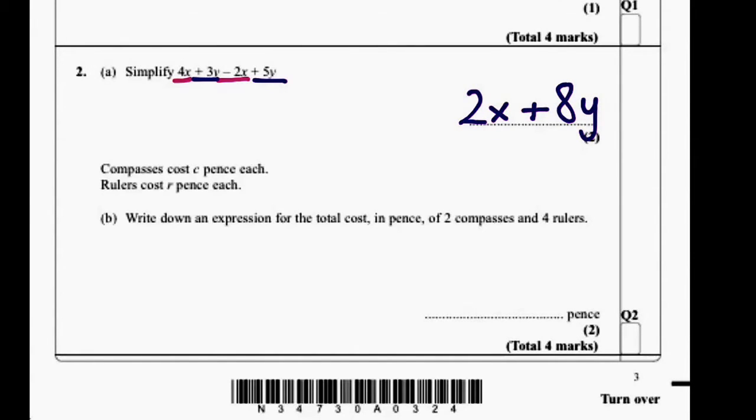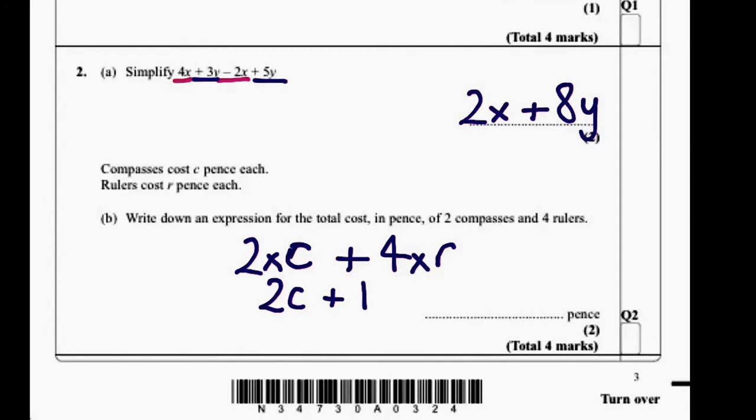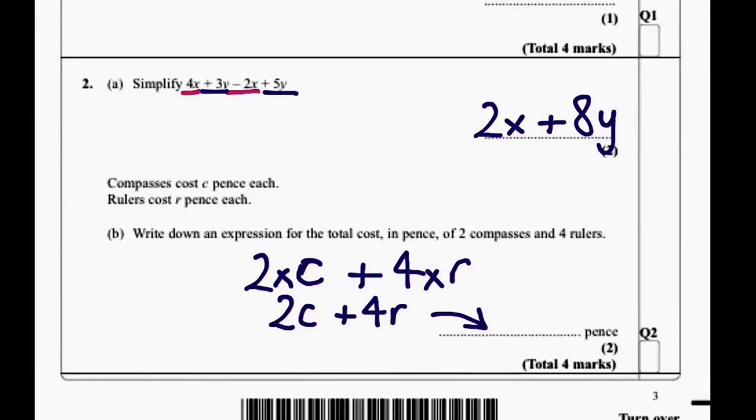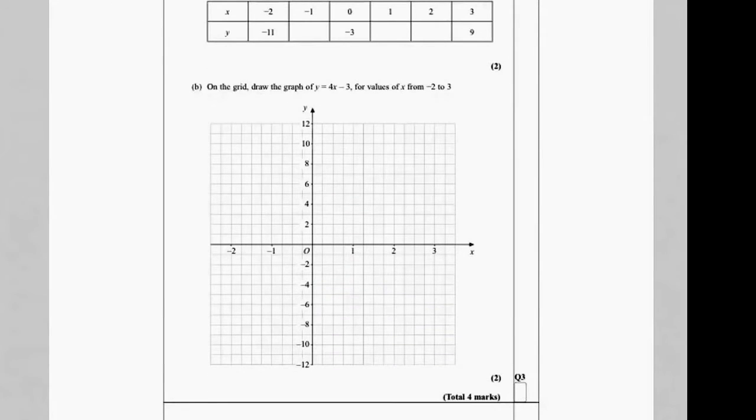Compasses cost c pence each, rulers cost r pence each. Write down an expression for the total cost in pence of 2 compasses and 4 rulers. So that's 2 lots of c pence, because each compass costs c pence, and it's 4 lots of r pence for 4 rulers. But of course we don't use the times sign when we're dealing with algebra, because it looks like the letter x. So we just write 2c plus 4r, and that's the answer. It should have been written there. Okay, done.